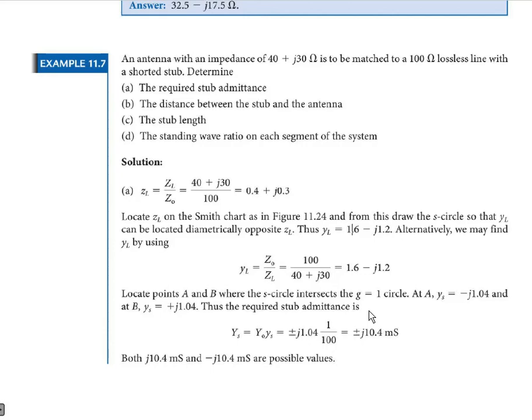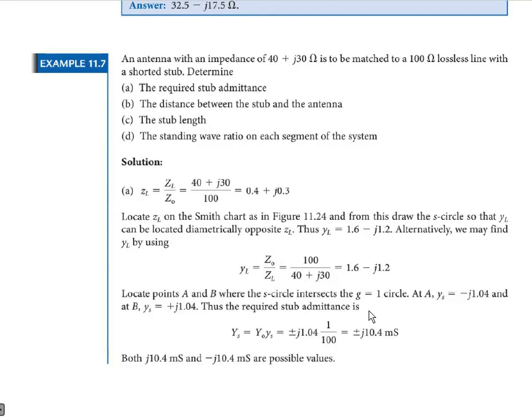To find the normalized impedance, you have the load impedance and the characteristic impedance. You just divide the load impedance by the characteristic impedance, then you will get the normalized impedance. After getting it, you can easily plot this normalized impedance on the Smith chart, where the real part represents the R circle value and the imaginary part represents the reactance value. So you will get that point.